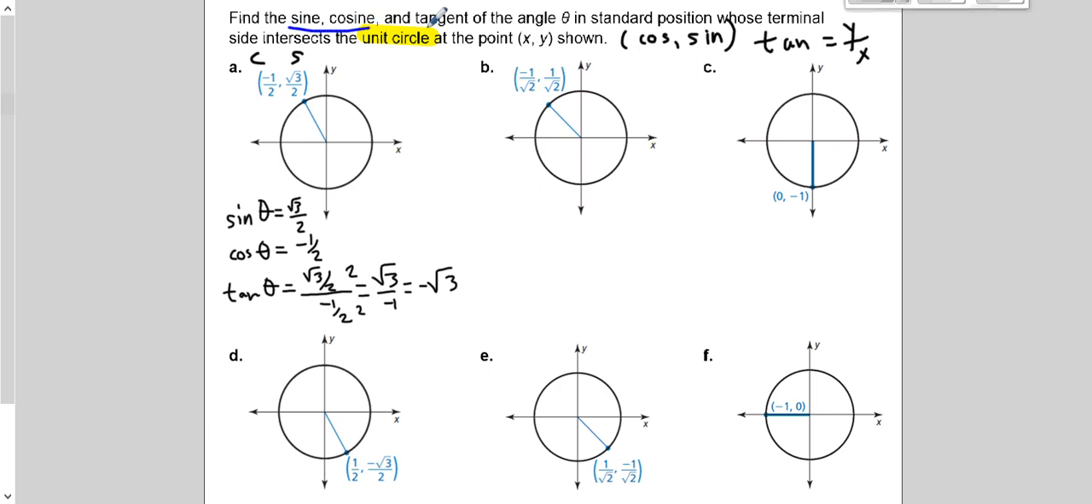Just ask for sine, cosine, tangent. We're not doing all 6. We're just going to practice the main 3. Sine, cosine, tangent. Do it again. Here we go.